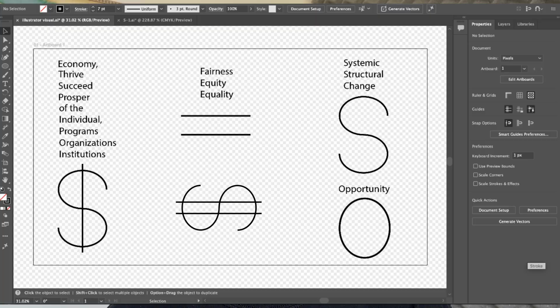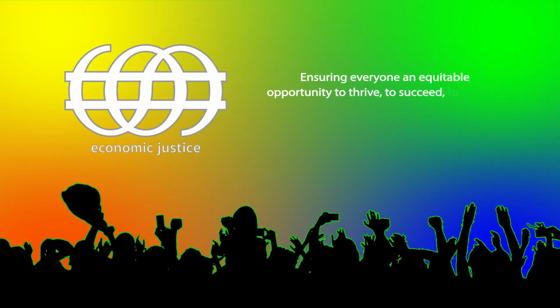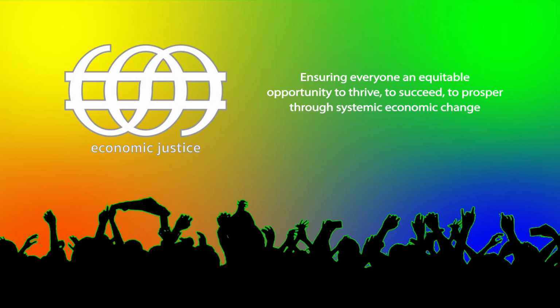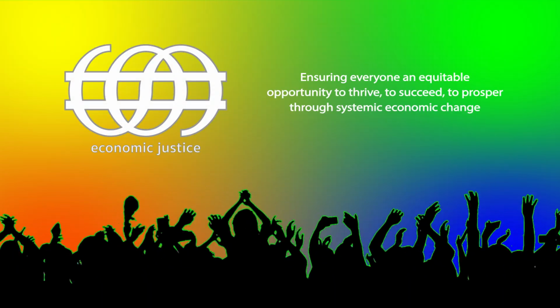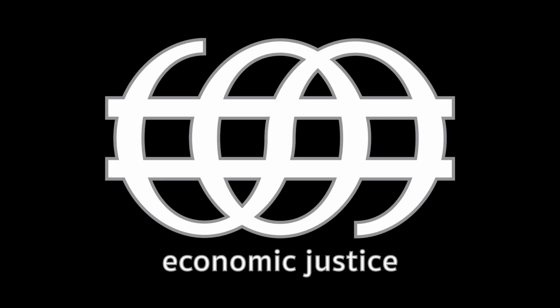There you have it, a symbol that represents the central issue that all the components represent, a symbol for economic justice, ensuring everyone an equitable opportunity to thrive, to prosper, to succeed, no matter how you define those, through systemic and structural change. And I give the symbol away for free, either in person or you can request it online at allrise.org. I do this to raise awareness and unite people in supporting what is, in my opinion, the most important issue in the world, economic justice.